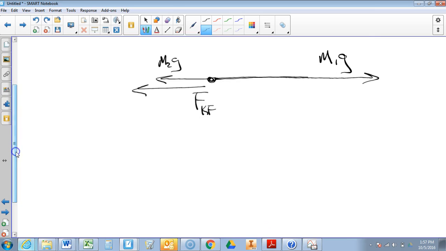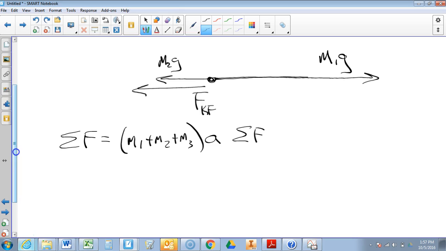So I have the following. I have net force equals, once again, total mass, correct? M1 plus M2 plus M3 times a. I also have net force is equal to M1G minus M2G minus force of kinetic friction. Let's just write it for what it is. It is going to be mu kinetic times normal force.